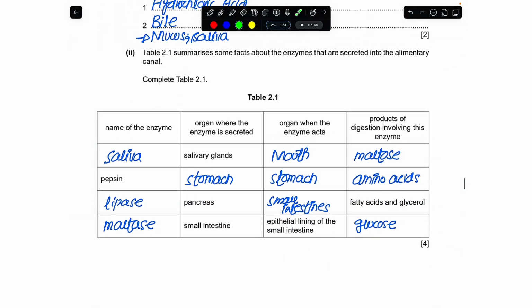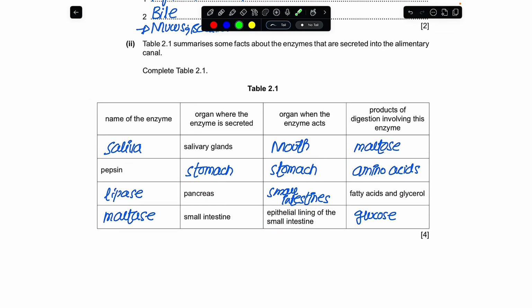Now, if we go on toward here, this again is a kind of question where we are required to tell our examiner the name of the enzyme, the organ where the enzyme is secreted, and the organ where the enzyme acts. And then you see that they ask you to write the product of the digestion when this is catalyzed by the enzyme. For the first, they gave us the organ where the enzyme is secreted.